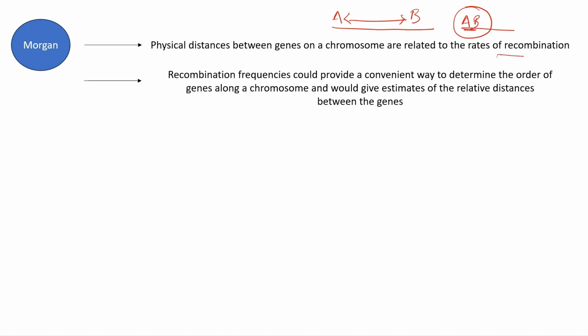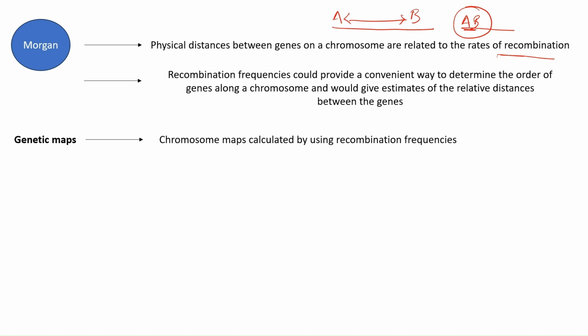Therefore, if we know the rate of recombination, then we can easily determine the distance between the two genes, because these are connected: the distance between genes and the rate of recombination. If we know the distance between genes, we can tell the rate of recombination. If we know the rate of recombination, then we can say what the physical distance between both the genes is.